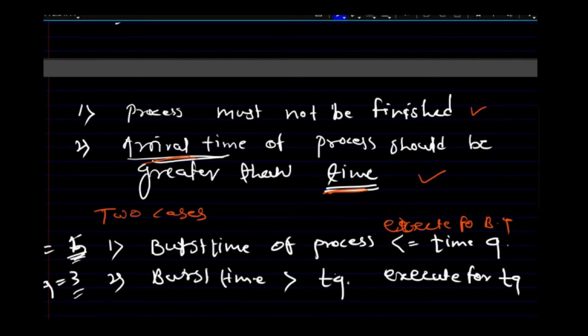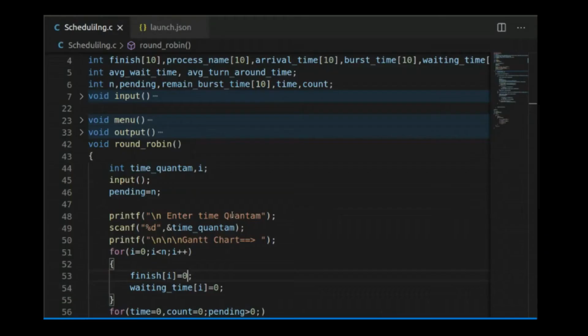So these are the two cases. What is the first case? Burst time is less than time quantum, execute for burst time. And burst time greater than time quantum, execute for time quantum. Okay, now let us go to our program. If you understand these conditions, then it is easy to write a program.